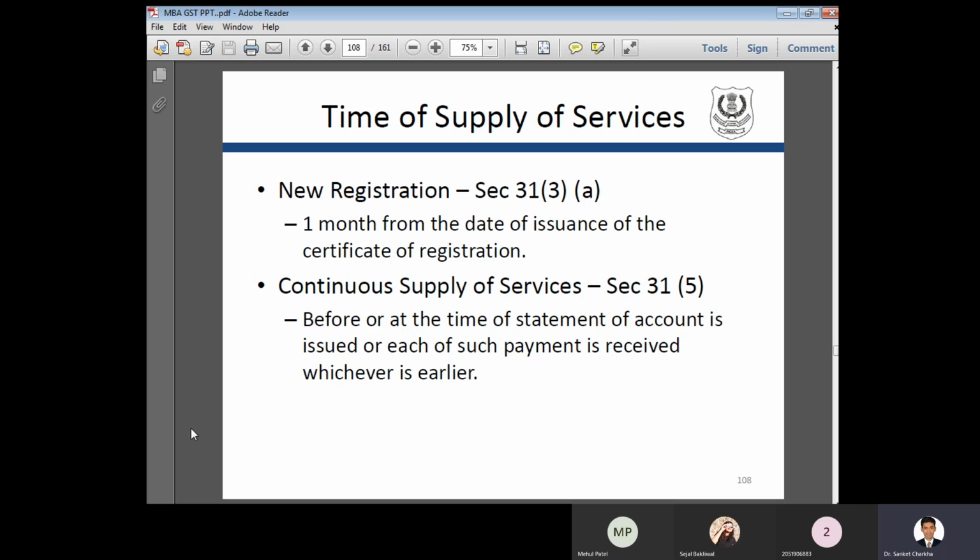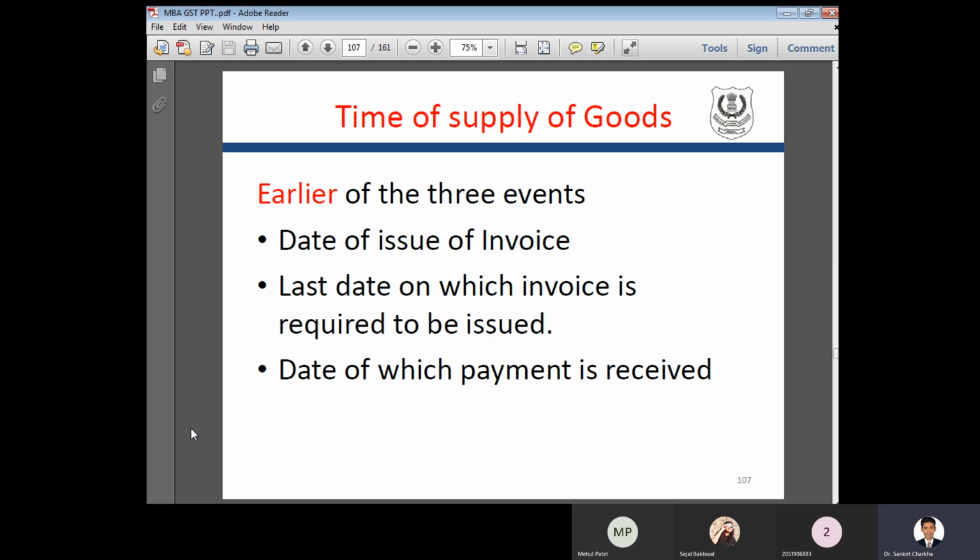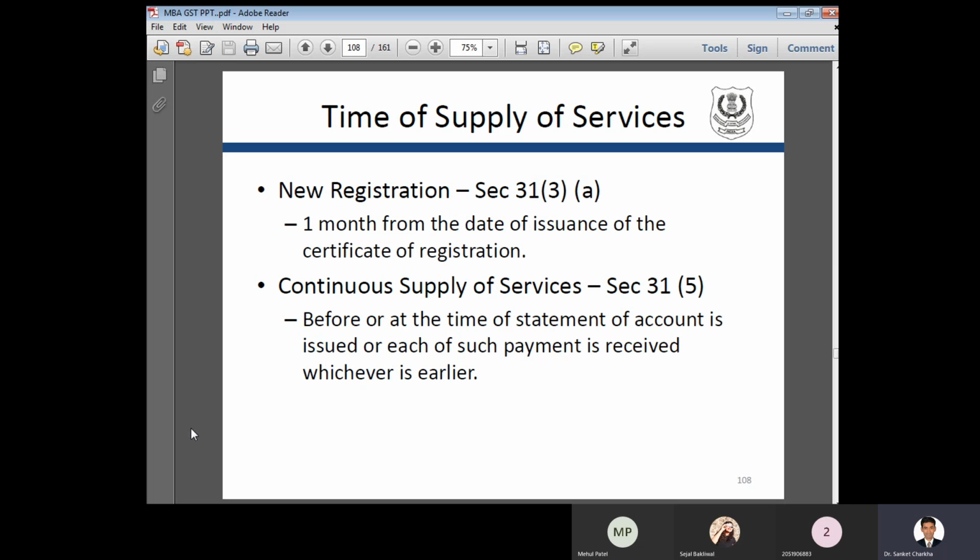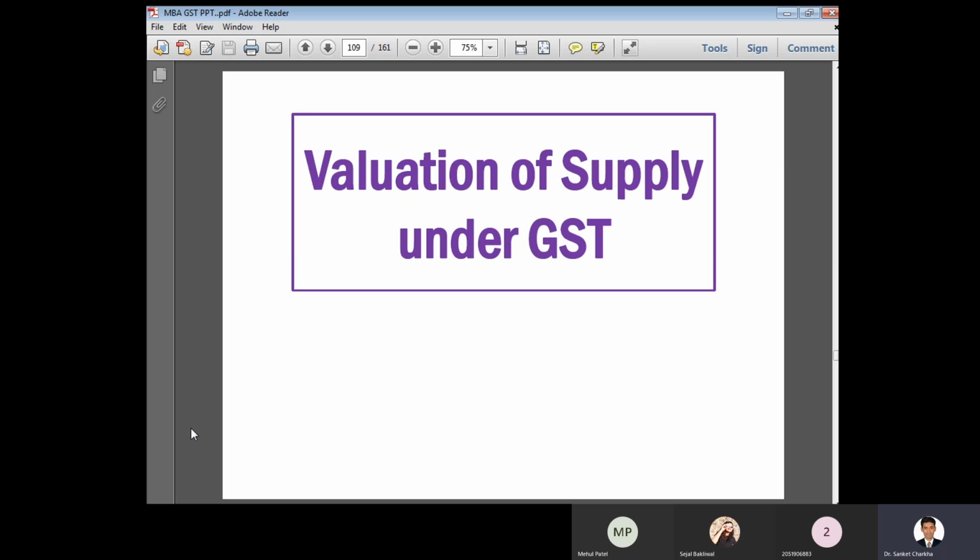Time of supply of services. So here we have seen the time of supply of goods. Now time of supply of services. The same case is applicable under section 31(3)(a), 3(b), 31(3)(c), and so on.